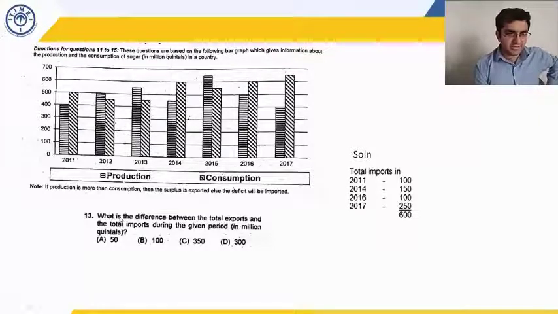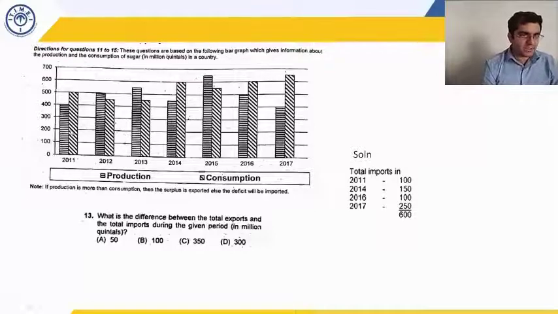So let's look at the imports. When the left bar is less than the right bar, then you get the imports. So you have 100 units here, and then you have 150 units here, and then you have 100 units here, and 250 units here. So I get 100, 150, 100, 250, that is 600 units of imports.